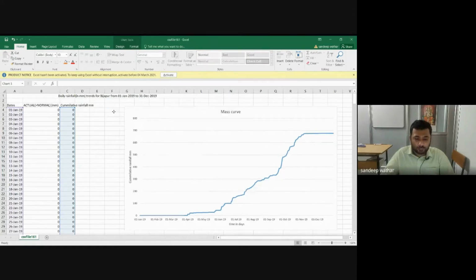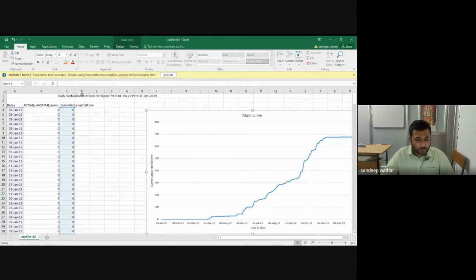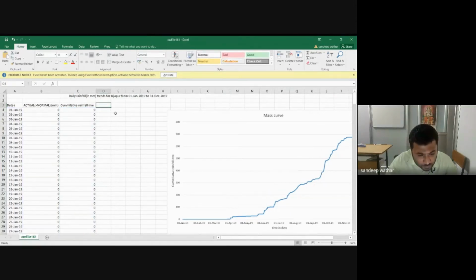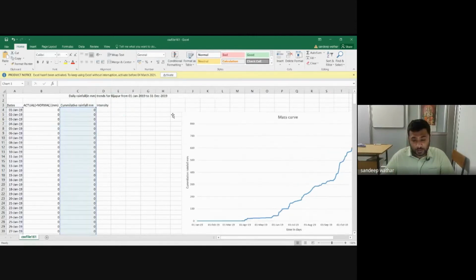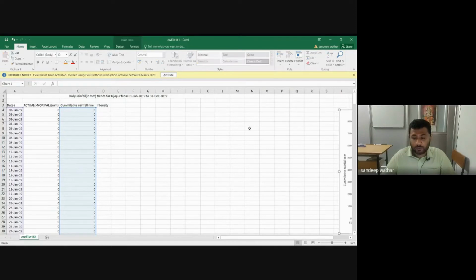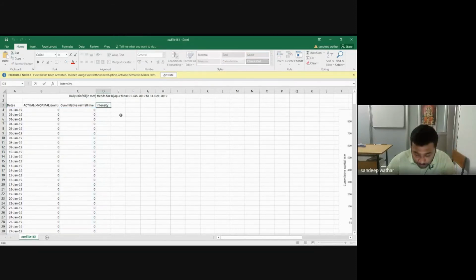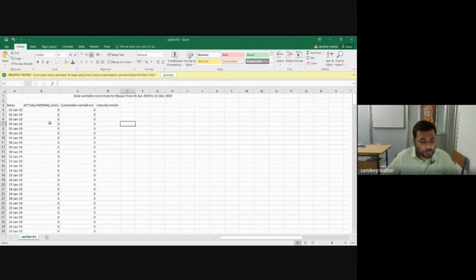I had explained this earlier, but sorry for that problem. Next, intensity. Let me find out the intensity of rainfall. I explained this earlier also. Intensity basically represents the amount of rainfall per hour. It might be in terms of mm, or it might be in terms of centimeters also. So you can find out the intensity in terms of mm per hour, or you can calculate in terms of centimeters per hour. Right now I'm going with mm per hour because all my values are in mm.